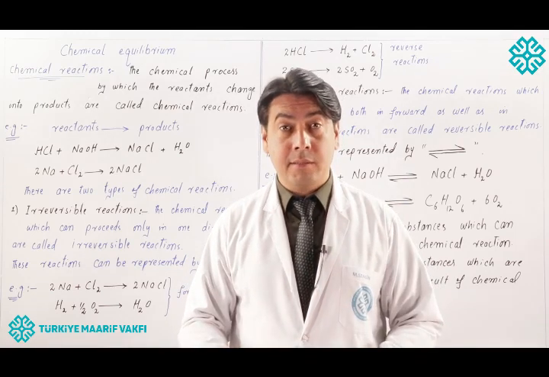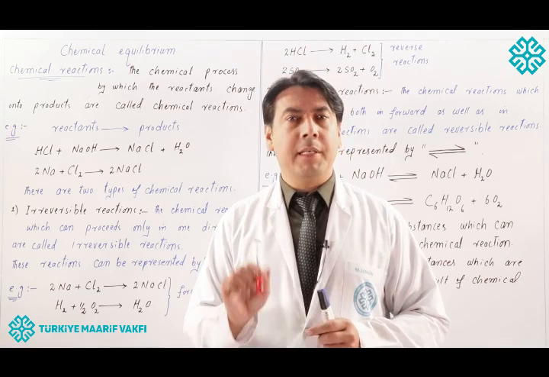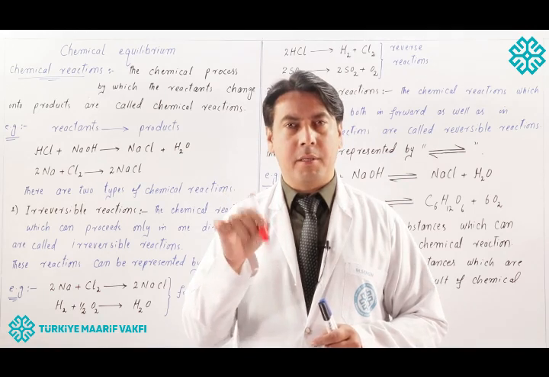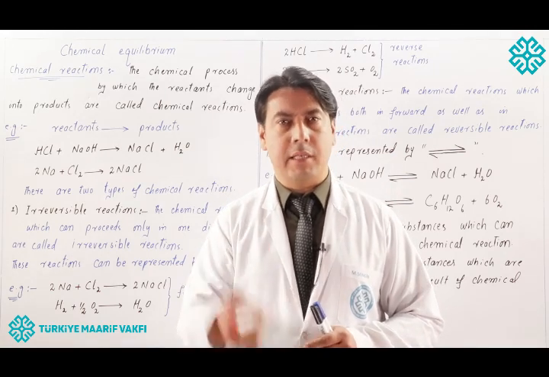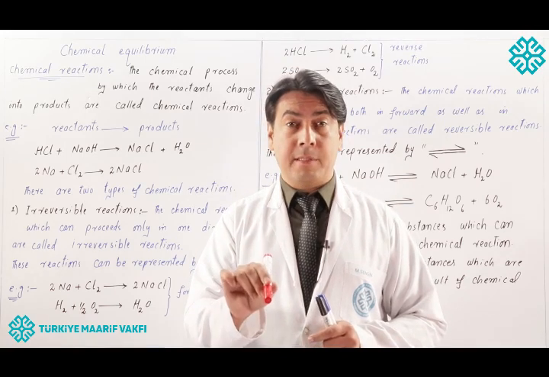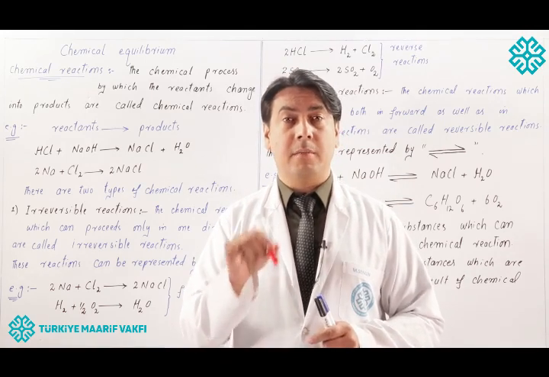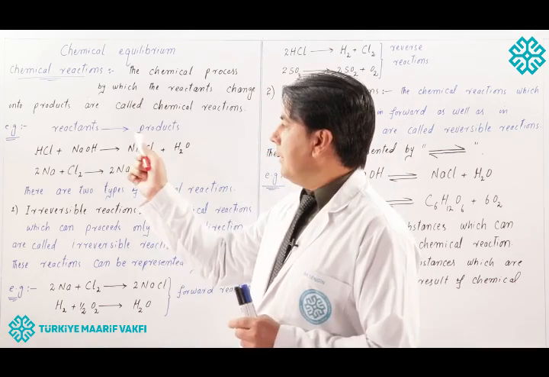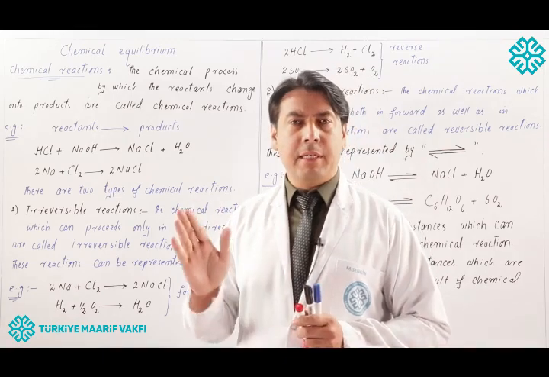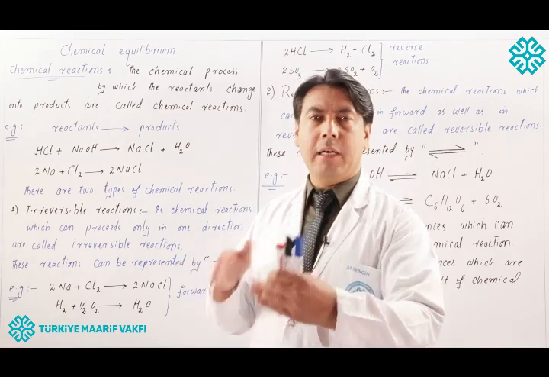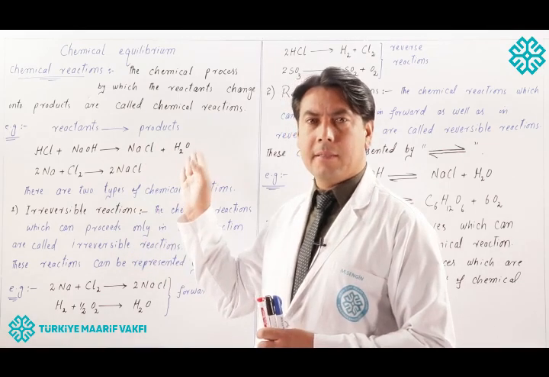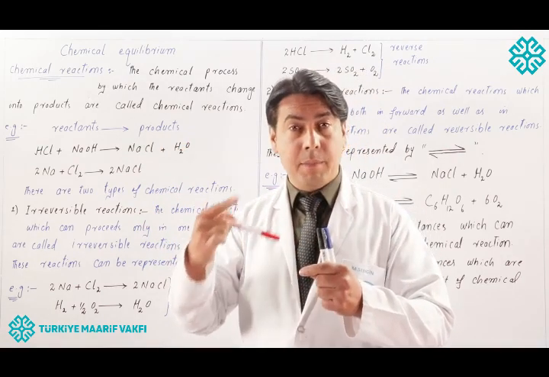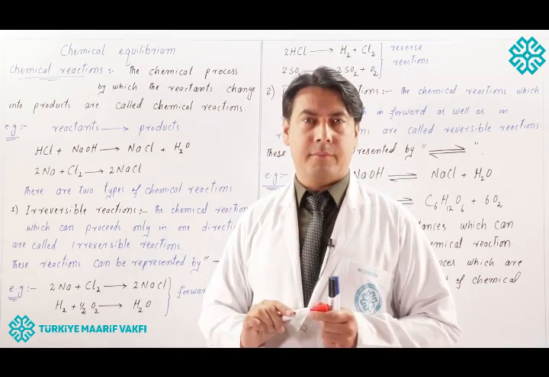What are the reactants and what are the products? Reactants are those chemical substances which take part in a chemical reaction. And those chemical substances which are formed as a result of the chemical change of the reactants are called products. The reactants are written at the left side of the arrow and the products are written at the right side of the arrow. The arrow indicates the chemical change or the chemical reaction.